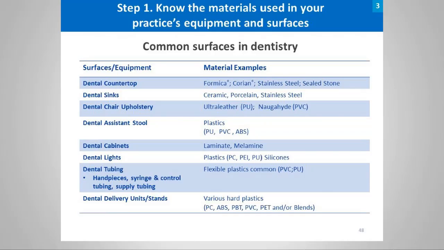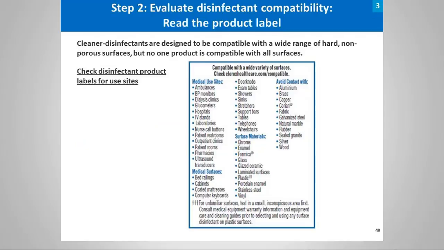For example, common surfaces you're going to find in dentistry. Countertops might be made of Formica, Corian, stainless steel, sealed stone. Sinks are obviously ceramic, porcelain, or stainless steel. Your dental chair, it'll often say ultra leather or naugahyde. Dental assistant stools and doctor stools are typically made of plastics like PVC, ABS. Some of your cabinetries, laminates, dental lights are plastics, dental tubing, PVCs. So you want to be looking again at your disinfectants to see, are they acceptable with these surfaces I have in my office?